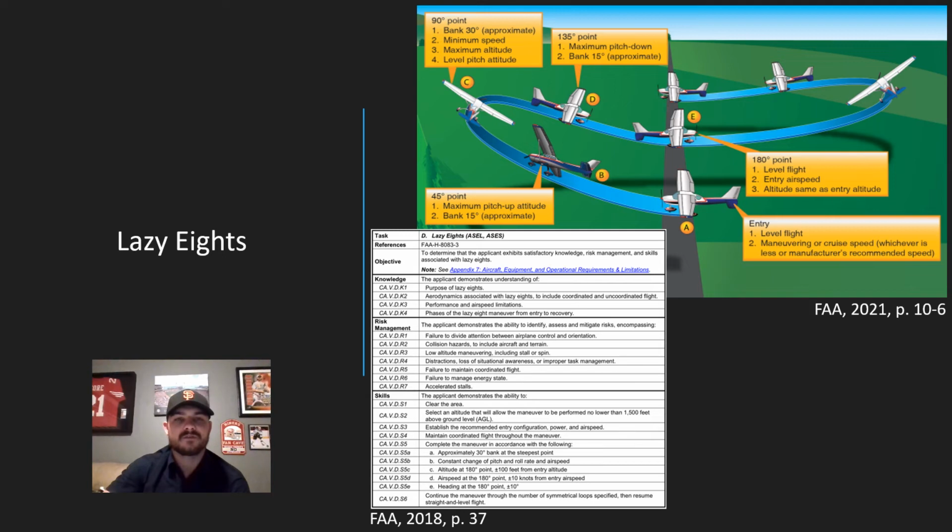Errors for Lazy 8s are often a result of not clearing the area, the maneuver not being symmetrical at the 180-degree points, poor outside references, ineffective planning, not being in control at the top of the maneuver causing the nose to drop, inadequate airspeed and bank, control roughness, uncoordinated controls, stalling, doing a steep turn instead, failing to scan for hazards, and focusing primarily on instruments rather than visual references.